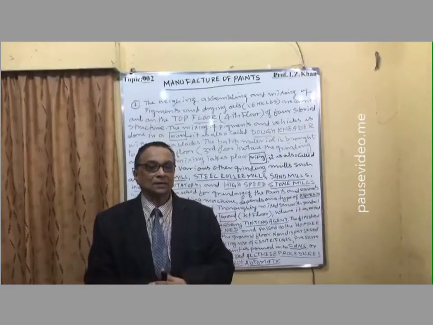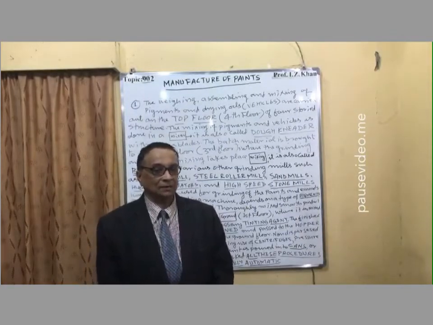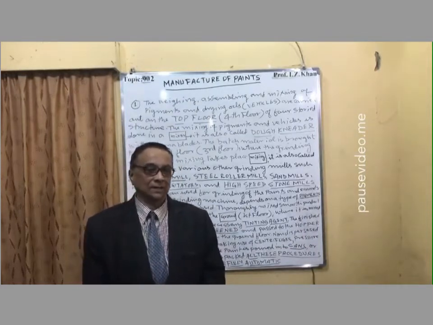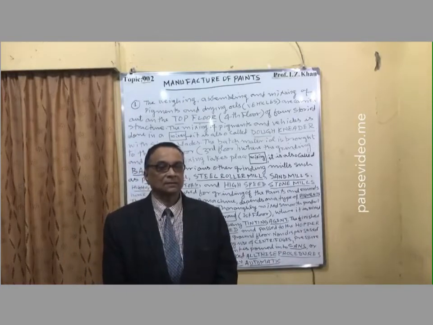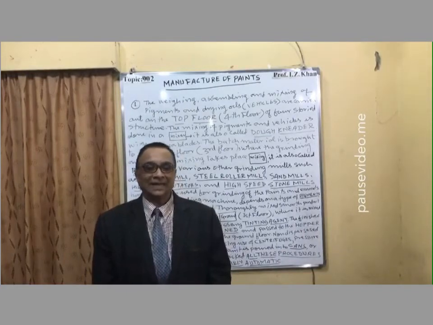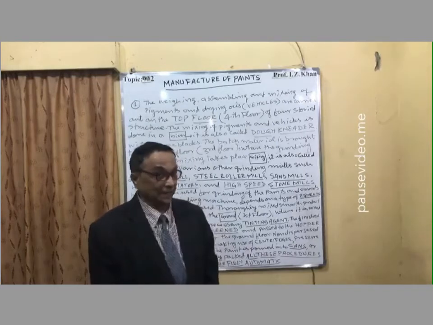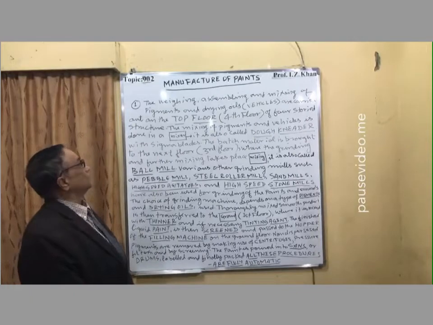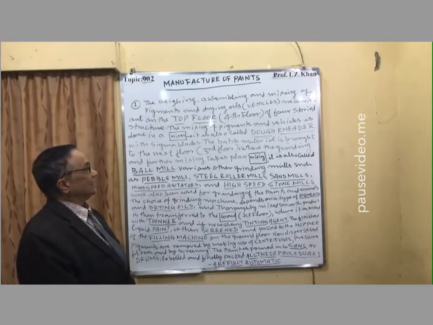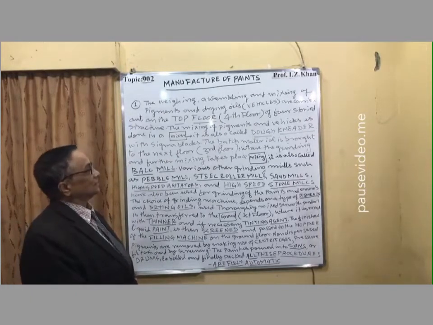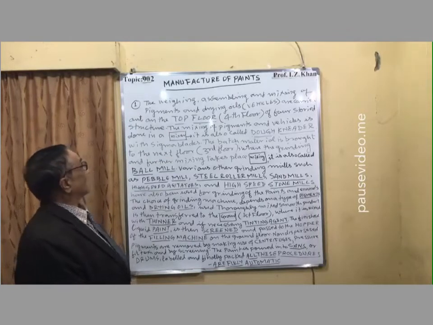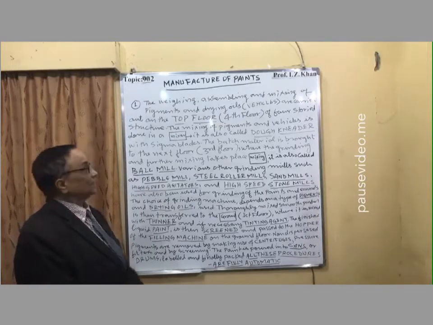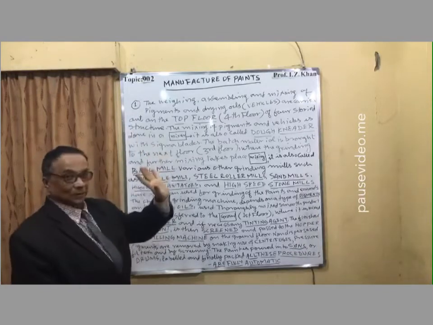So what I have already given in scale diagram of the four-floor paint manufacturing industry, first, second, third and fourth floor, the same thing I have explained, I have written here. Number one, the weighing, assembling and mixing of the pigments and drying oils, which are commonly known in the paint industry as vehicles, are carried out on the top floor, that is your fourth floor. So on the fourth floor, these activities will be there.